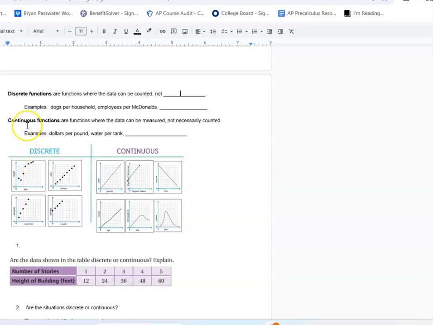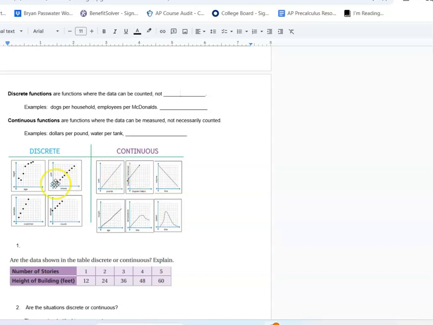Continuous functions are functions where the data can be measured, not necessarily counted. What does that mean? That means things you can split up into fractions and decimals, like money, weight, food, I guess. That's why you see a full solid line, because this full solid line means the situation can be anything between, let's say, 0 to 10, including decimals and weird fractions and so on. And that's what that is.